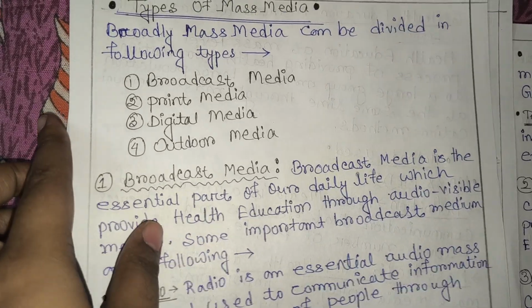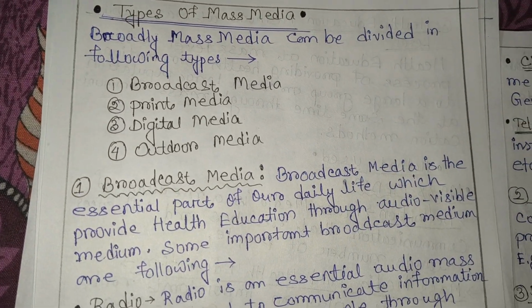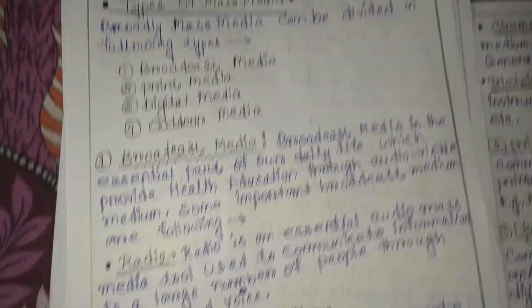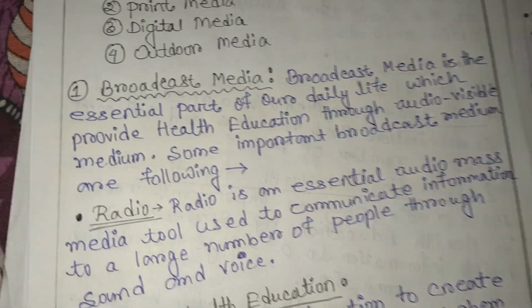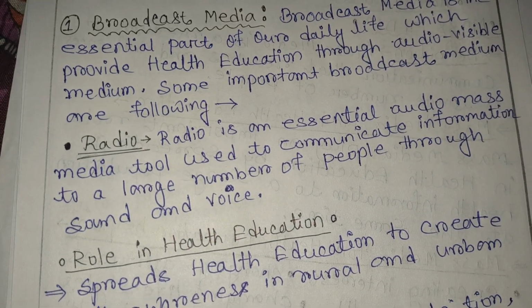Types of mass media. Broadly, mass media can be divided into four types: broadcast media, print media, outdoor media, and digital media. Broadcast media is an essential part of our daily life, which provides health education through audio-visual medium. Some important broadcast media are radio.